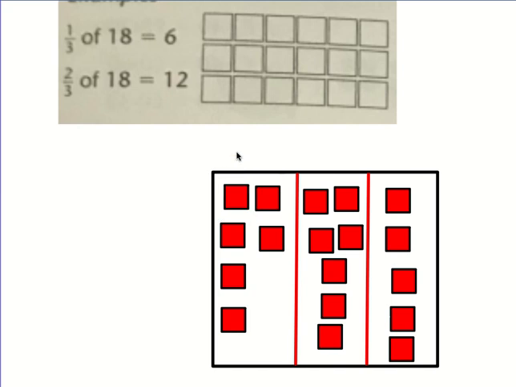Now if I want 2/3, that means I need 2 parts of my box. Okay? So we've got 6 in one box, 6 in another box. Well, 6 add 6 is indeed 12. So that is how we use the box method with our counters if we want to do it that way.